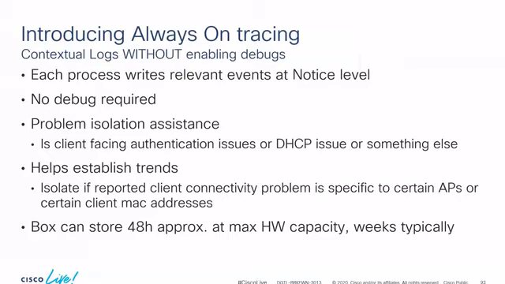By looking back with always on traces, you can identify if there are certain APs that are having a problem, or if there are certain client MAC addresses or certain OUI that is being impacted. The box has a capability to store up to 48 hours of logs for every process, which you can look back up to 2 days worth of logs, but only at notice level.